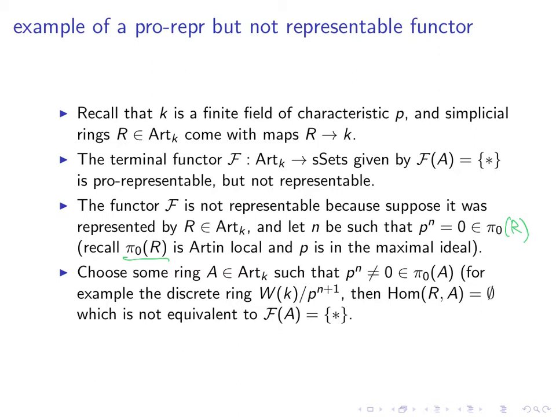And then, okay, choose some ring A such that P to the n is not 0. For example, the Witt vectors mod P to the n. And then Homs from R to A, there's none, since P to the n is 0 in R but not in A. And the empty set is not equivalent to the singleton set.